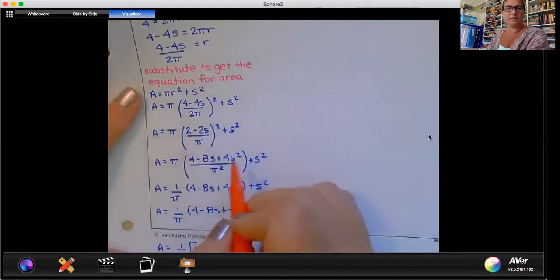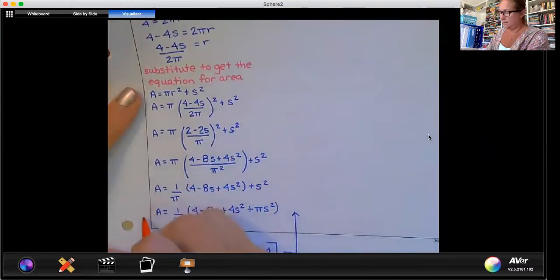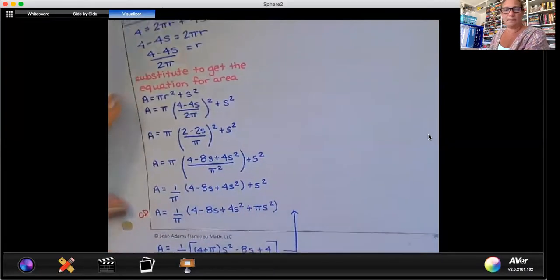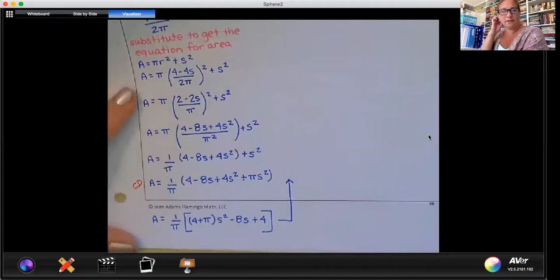FOIL it out and square the pi. Pi over pi squared is 1 over pi times your numerator. Find a common denominator and simplify. So that is your area formula revisited. This is going to be your area formula.